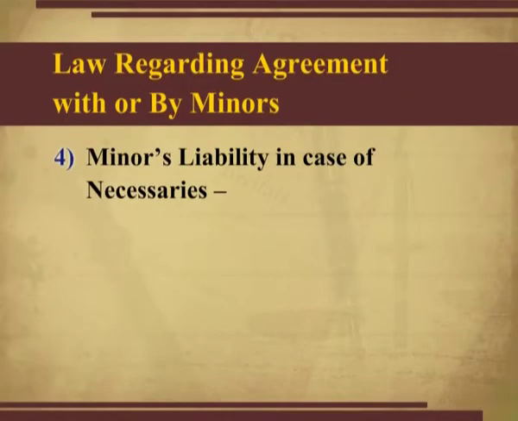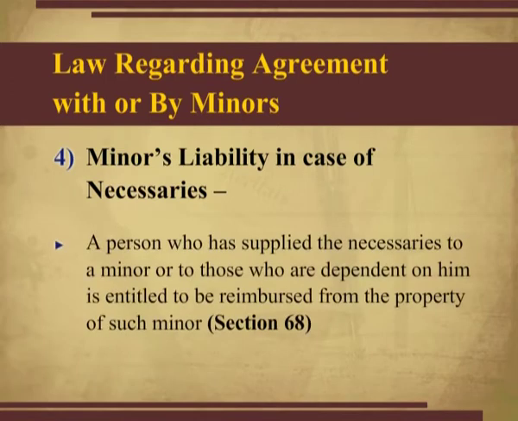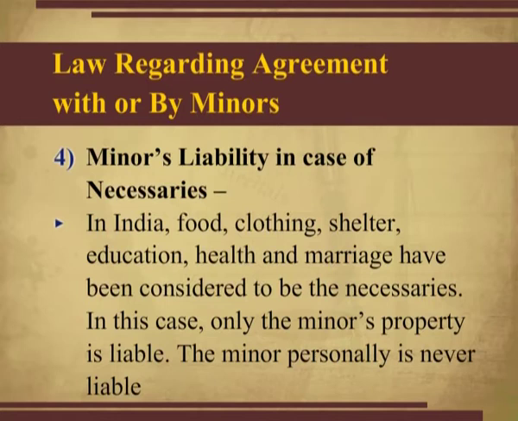The fourth important point related to a minor is the minor's liability in case of necessaries. A person who has supplied the necessaries to a minor or to those who are dependent on him is entitled to be reimbursed from the property of such minor. Now, you may ask, what is a necessary article? It is a relative factor depending on the uniqueness of each case. Hence, it may be determined on the basis of status and social position of the minor. In India, for example, food, clothing, shelter, education, health, and marriage have been considered to be the necessaries. In this case, only the minor's property is liable.